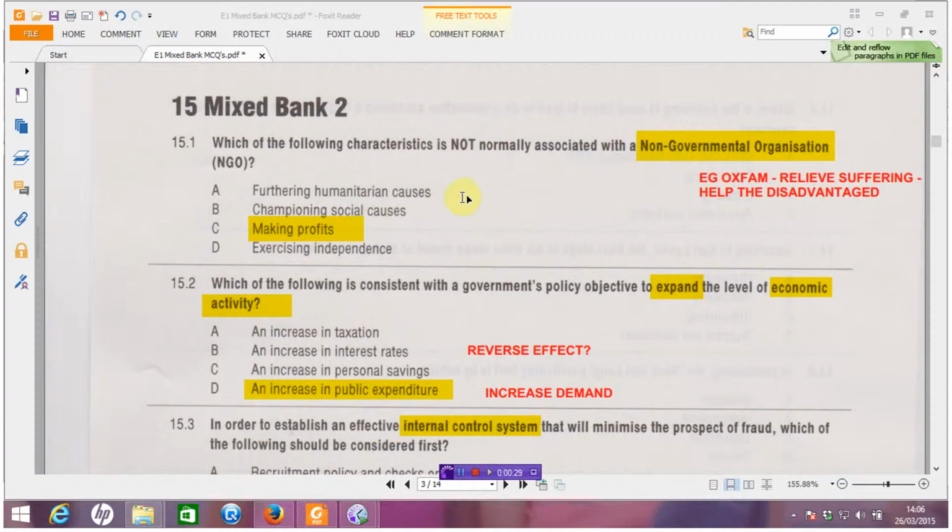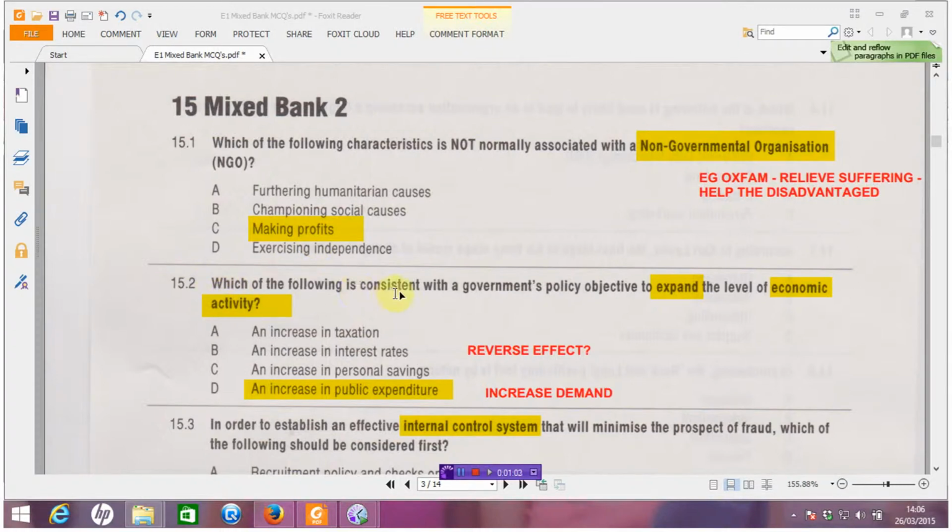So if you scan down the answers here, you'll see that it's highly likely that making profits is really not part of their remit. You often find with these MCQ questions, you look at the other examples, and this one's particularly helpful. Certainly these first two, it's easy to associate with an NGO, humanitarian causes and social causes. Perhaps independence is also one as well. So certainly making profits wouldn't be associated with an entity such as Oxfam, an NGO. So the answer is C in that case.